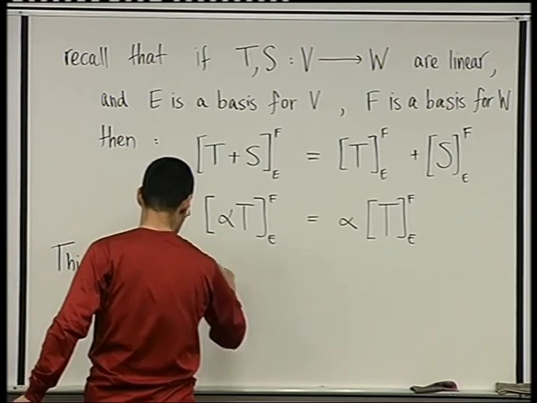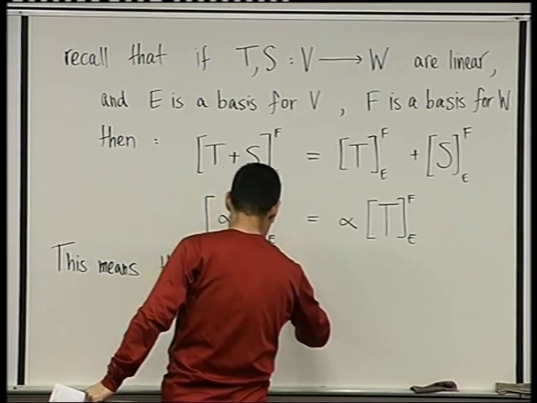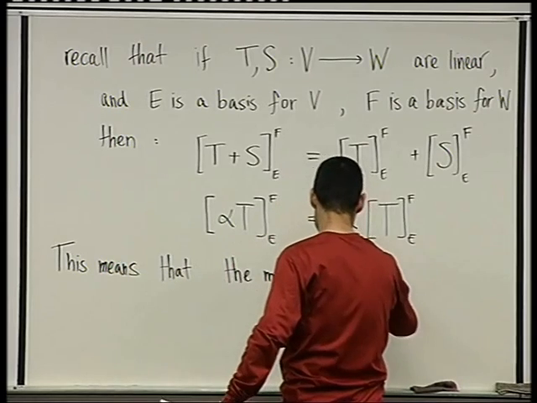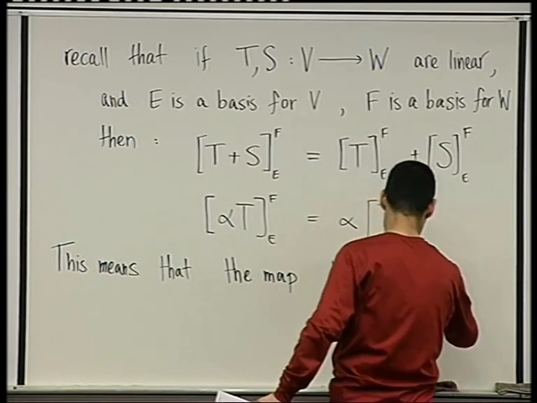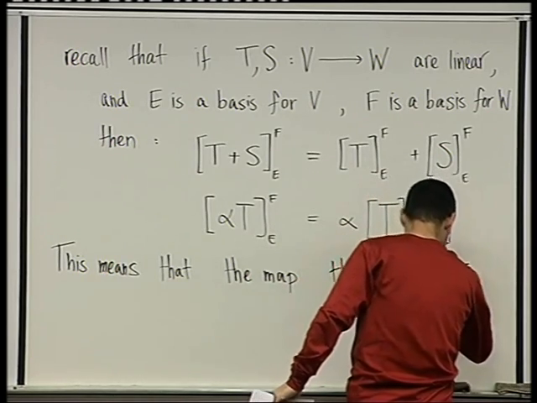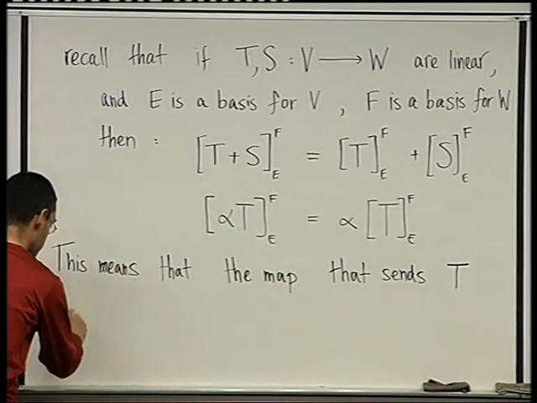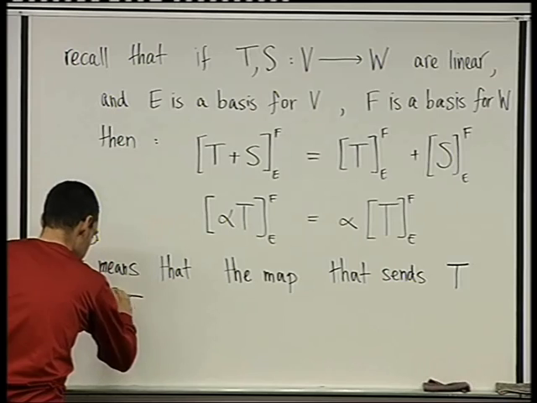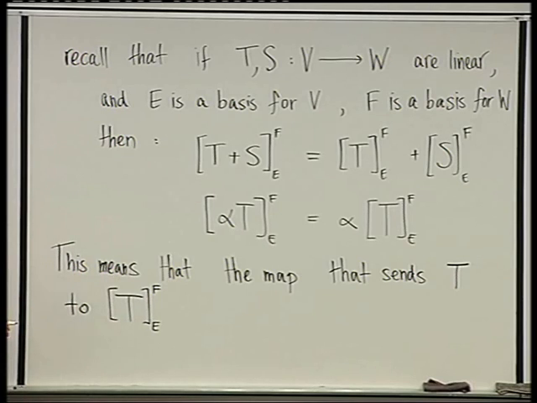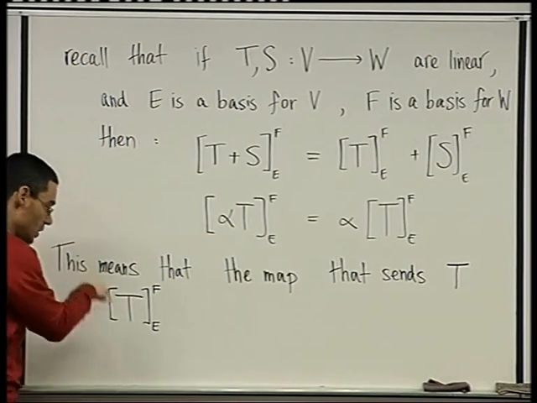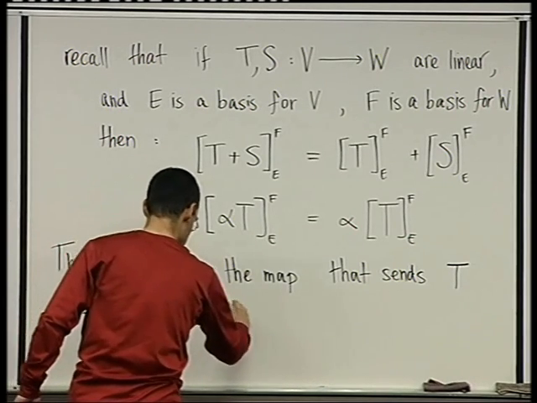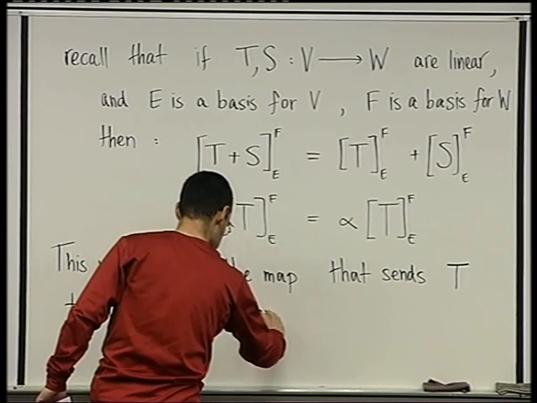that the map that sends T, a linear map, to [T]_{E,F}, the map that sends a transformation to its matrix representation, is linear.